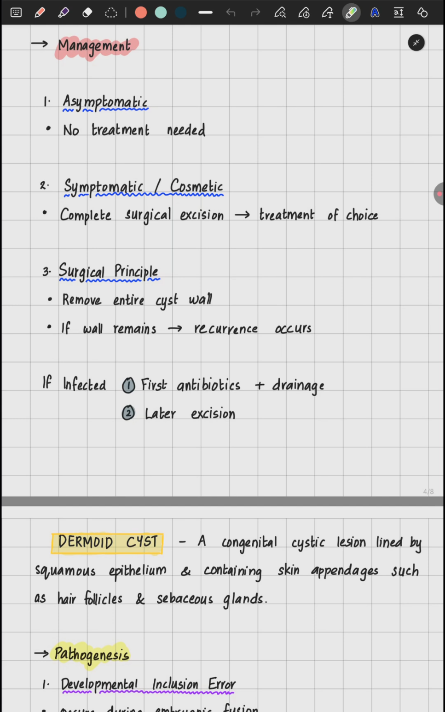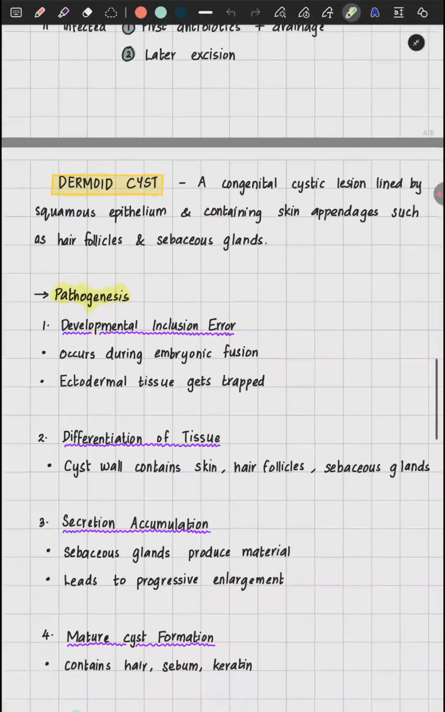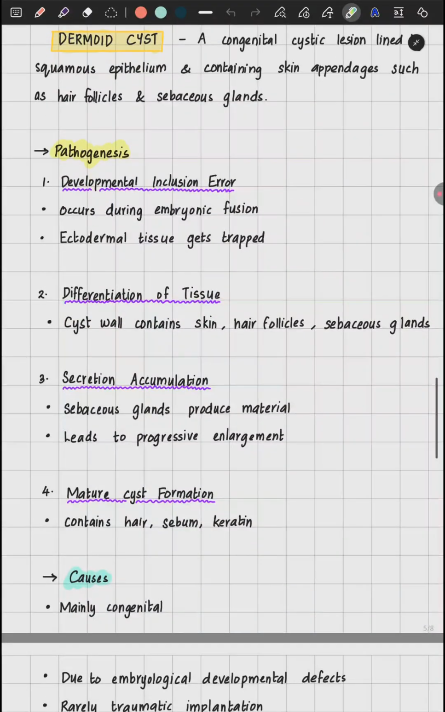The pathogenesis of dermoid cyst is related to development before birth. During embryonic life, when different parts of the body are fusing, some ectodermal tissue may get trapped beneath the surface. This trapped tissue continues to grow and behaves like normal skin, producing hair and sebum. These materials accumulate inside the cyst, causing it to gradually enlarge. The main cause is this developmental inclusion of tissue along lines of fusion.